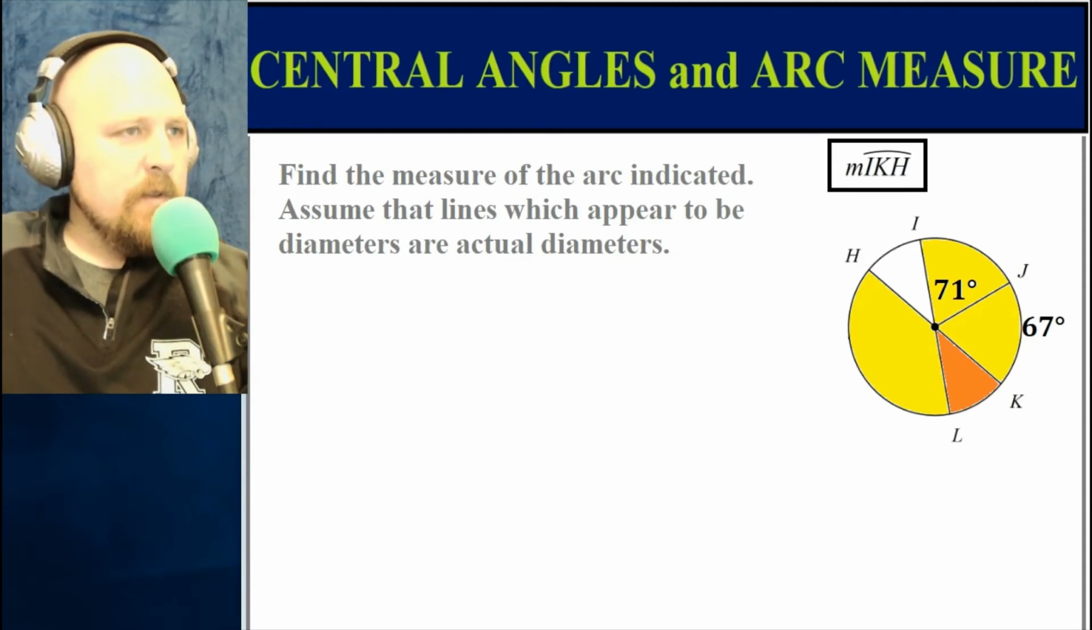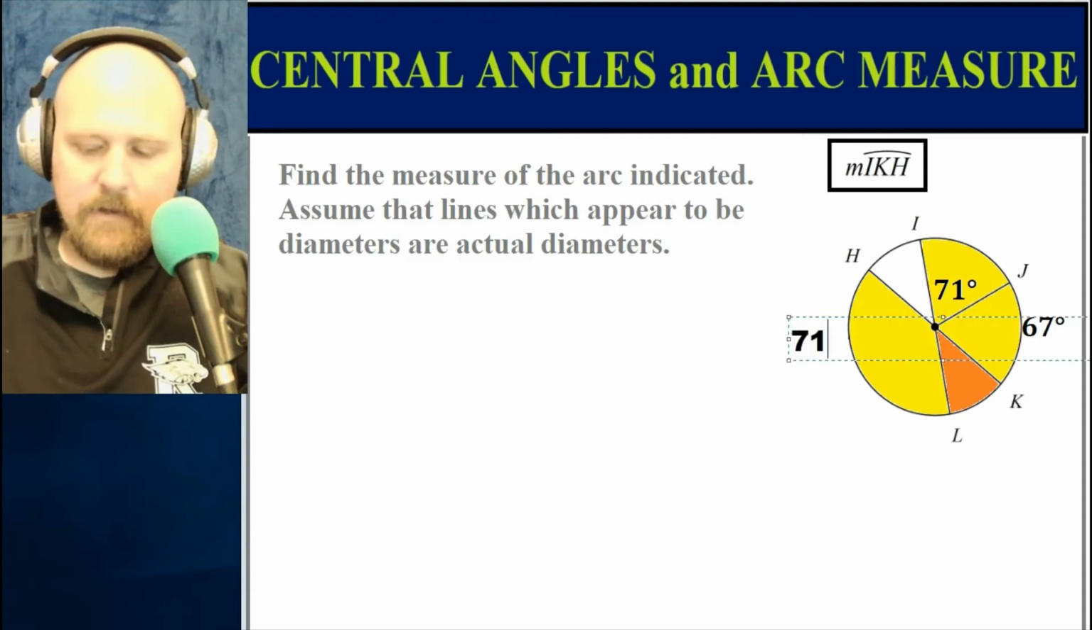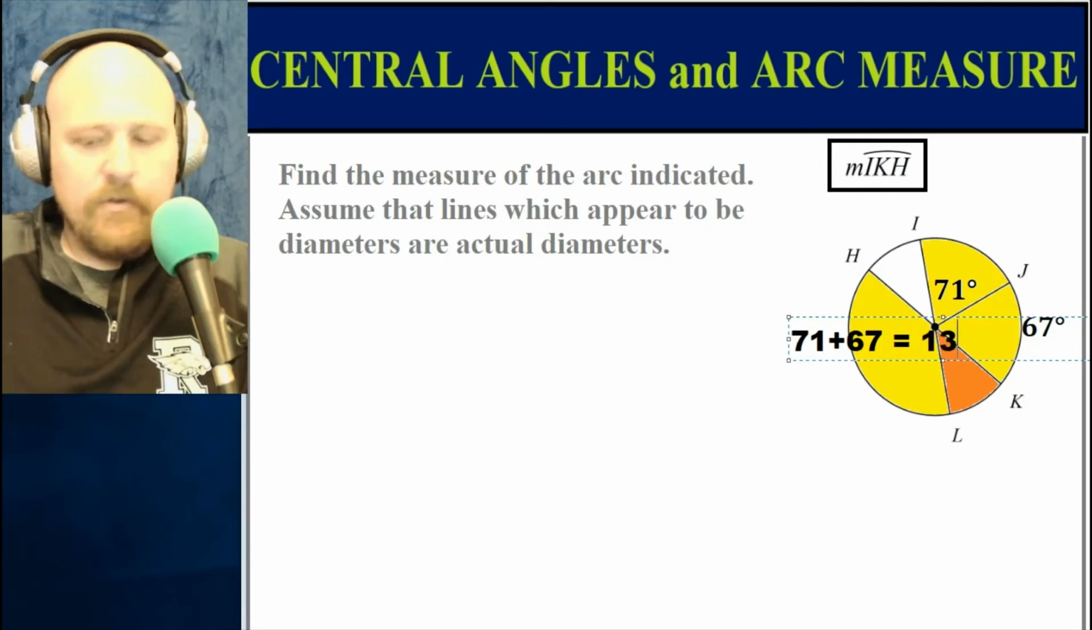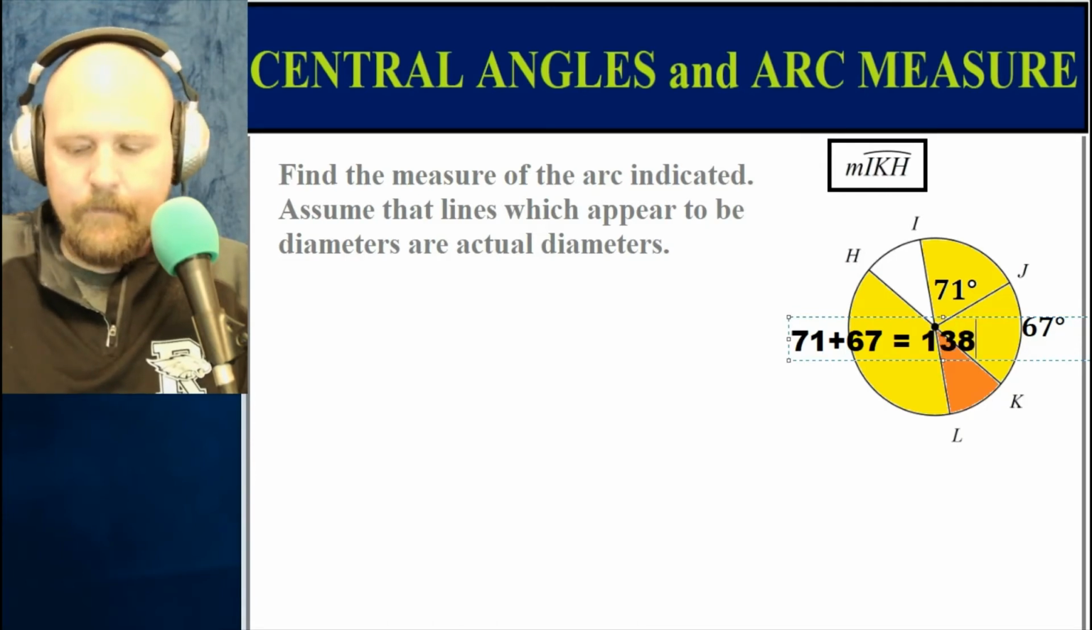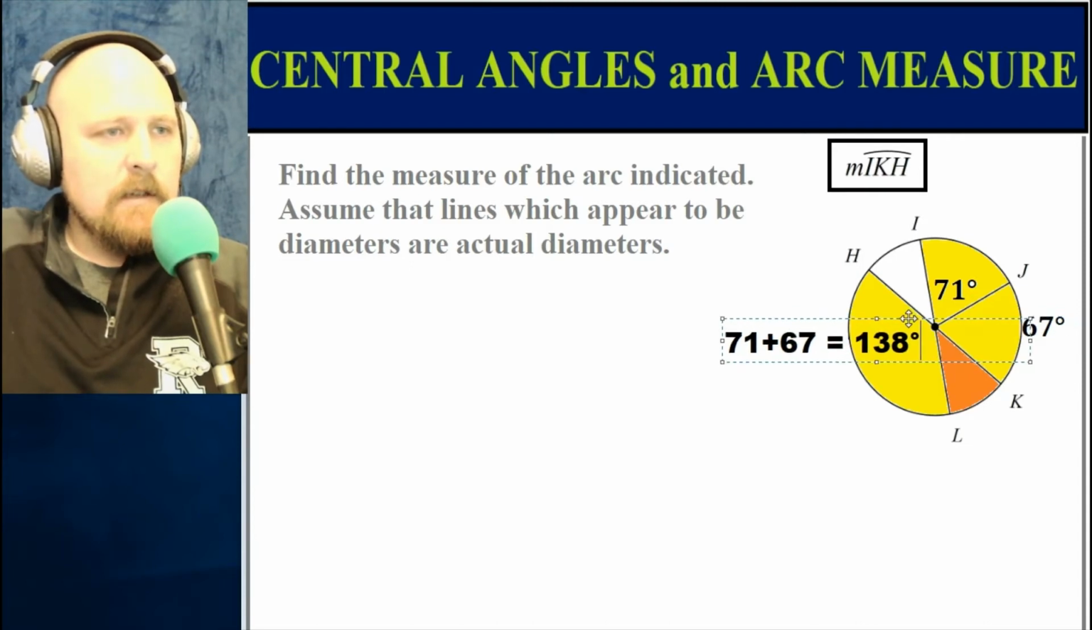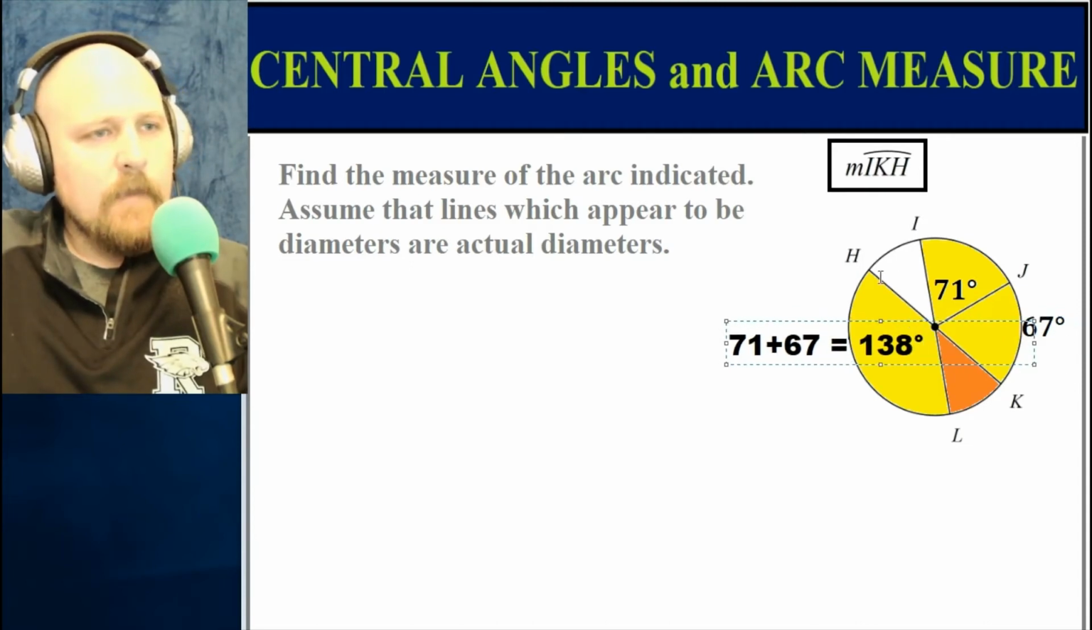And so since we can see that those are congruent, all we have to do is add 71 plus 67 to get 138 degrees for this section that includes H to L or L to H.